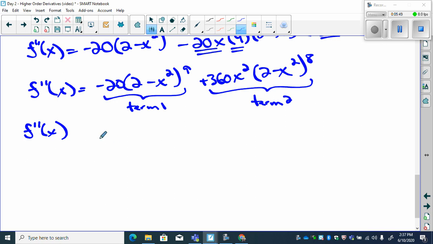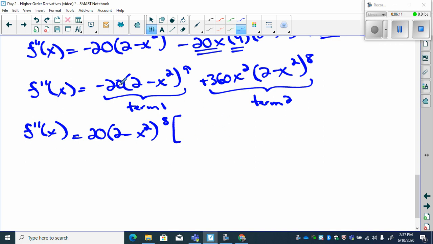Well, what do they both have in common? They both have a 20. I could take out a 20, or take out a negative 20 if you want. And they both have a 2 minus x squared for sure. Well, which one do I take out? I have an exponent of 9 and an exponent of 8. The rule is you take out the lowest exponent.